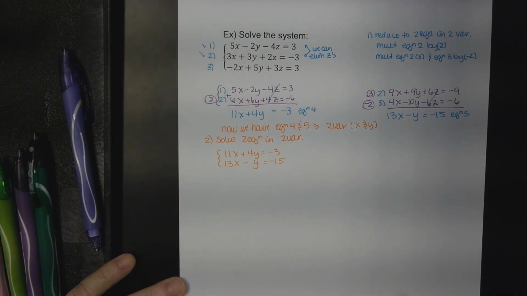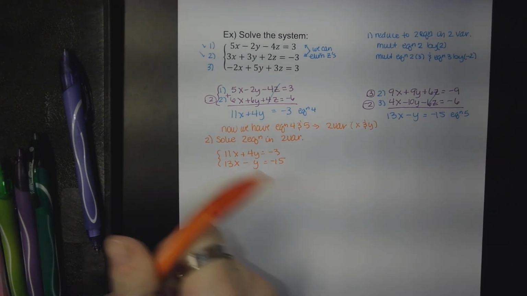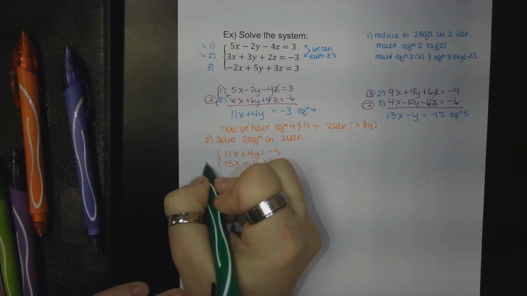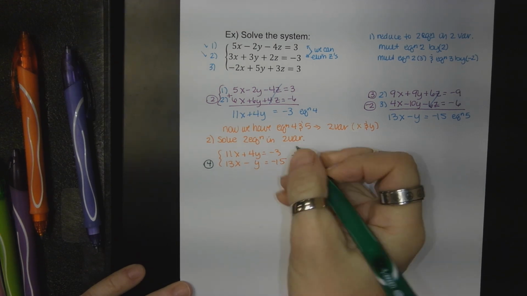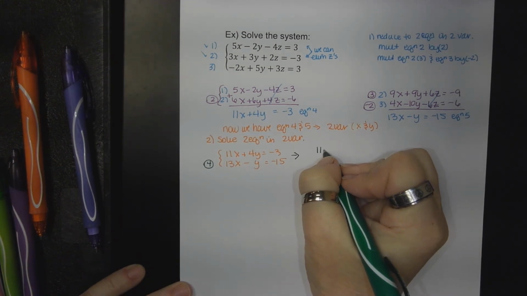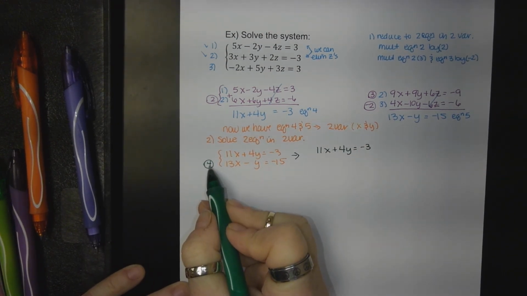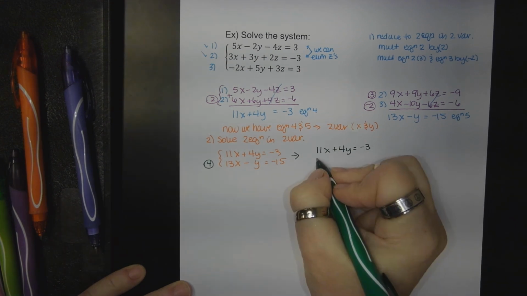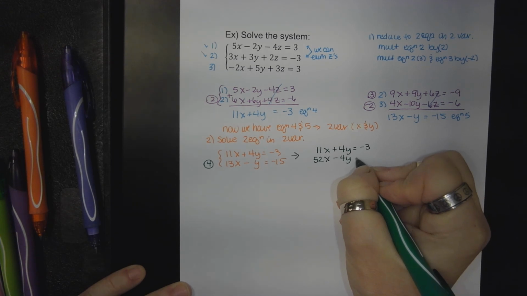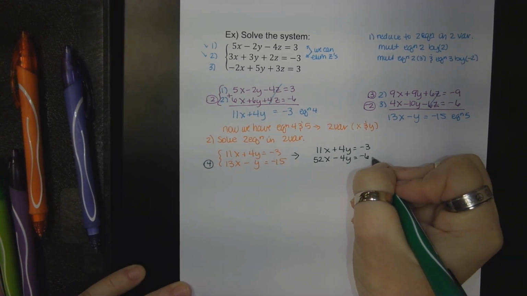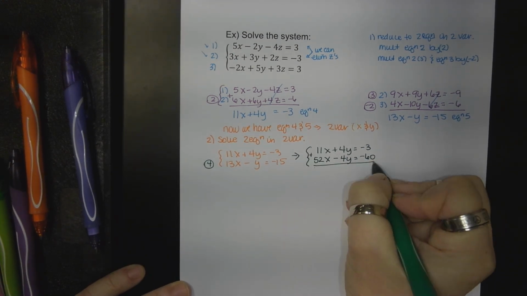Okay, so we have to eliminate a variable here, which 4 would be the easiest one, right? So let's multiply him by 4. I'm going to go this direction. So we're going to copy and paste the top one. 11x plus 4y equals negative 3. Now we're going to multiply this whole equation by 4. So we're going to have 52x minus 4y equals negative 60. Okay, so here's our new, we know it's plus.